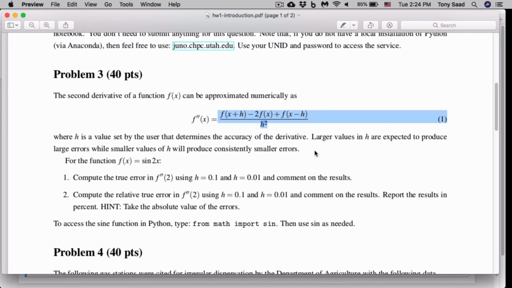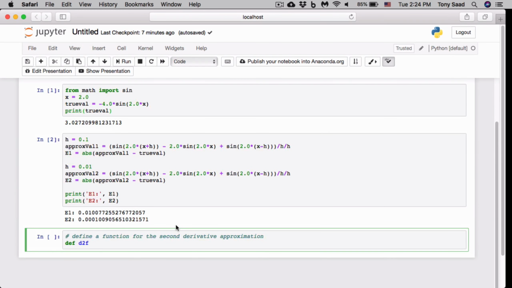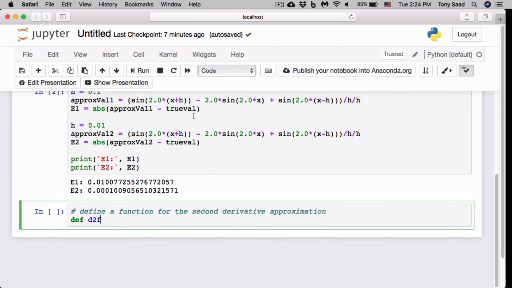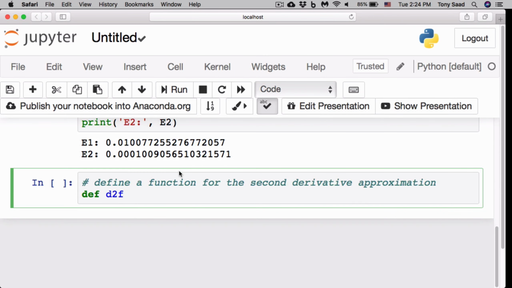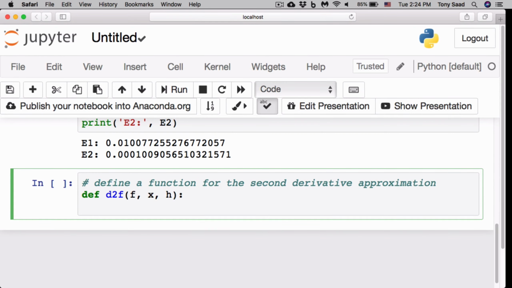So I'm going to define my Python routine. Let me see if I can increase the size. Is this better? Okay. So I'm going to define my second derivative routine to take an arbitrary function f, a point x, and the spacing h. And now simply, all I have to do is return the formula that I just gave you, which is f of x plus h minus 2 times f of x plus f of x minus h, over h squared.